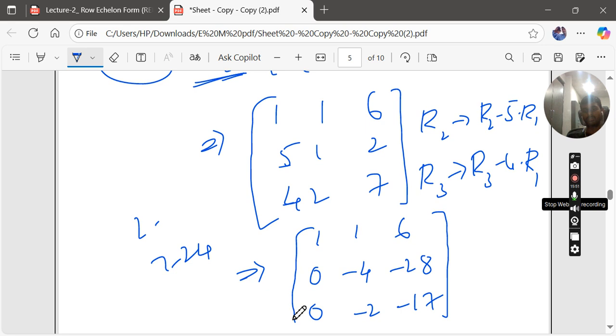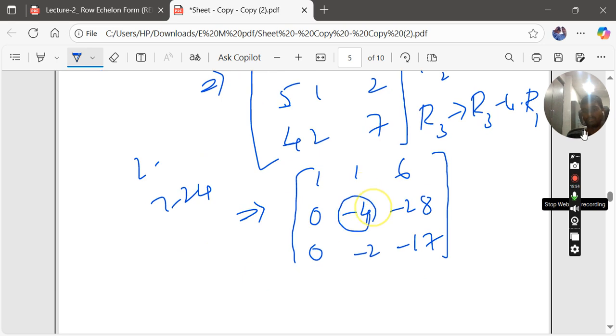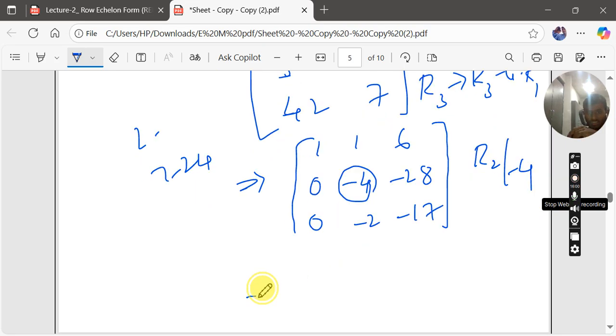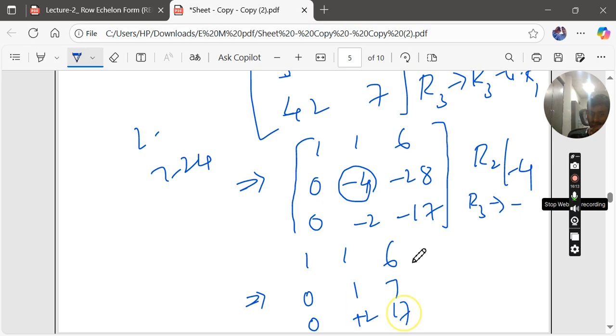So what is the next step? Here it should be the 1. So what you can do? R2 divided by minus 4. So it's nothing but 1 1 6, 0 1 7, 0 minus 2, or you can apply R3 divided by minus 2 also, then it will get positive 2 7 0.